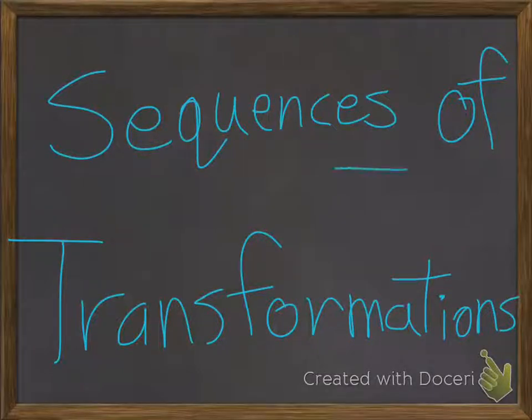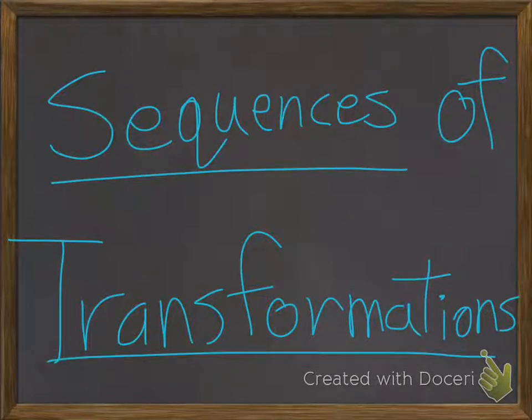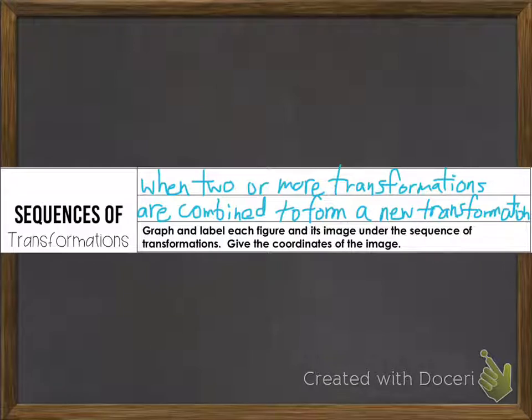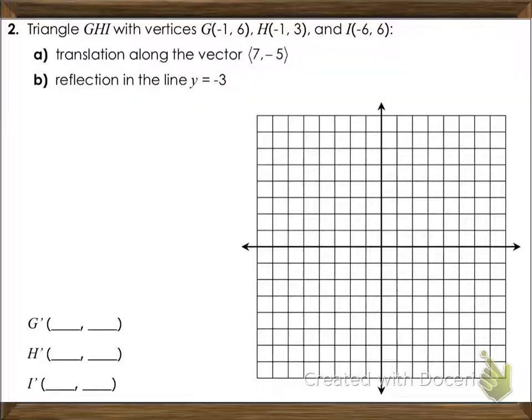So today we're going to be talking about sequences of transformations. So what is this? This is when two or more transformations are combined to form a new transformation. So pretty straightforward. So now looking at these directions, we're going to graph and label each of our figures and the image under the sequence of transformations and then give all the coordinates.